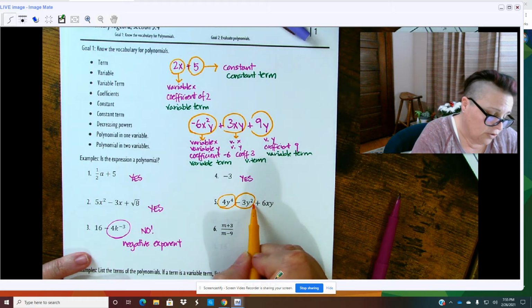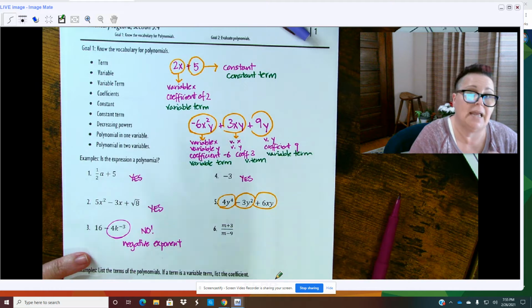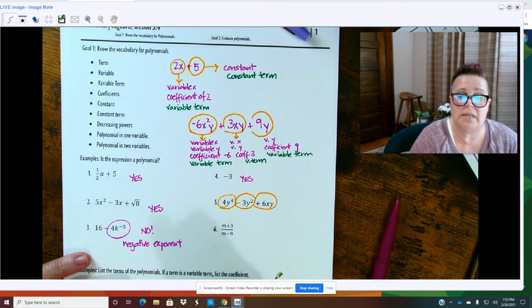My third term is plus 6xy. I'm keeping the plus because I have no other indication. So I'm leading with the sign in between. I have 2 variables here, an x and a y. So this is a polynomial in 2 variables. And I have a coefficient on that third term of 6.